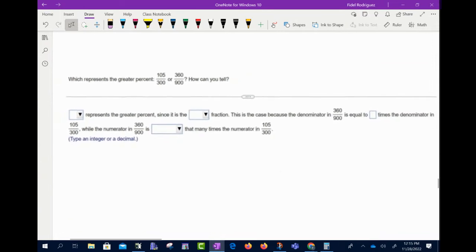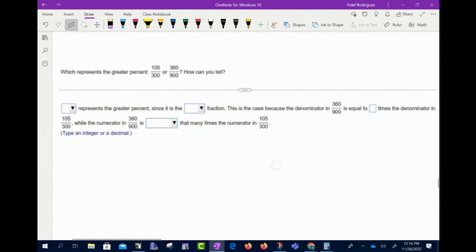So y'all, I'm looking at the way they have the problem written, and it says this one here represents the greater percent since it is the greater fraction. This is the case because the denominator is equal to... okay, so look, I'm going to show you something here. And this is how I would approach this problem.